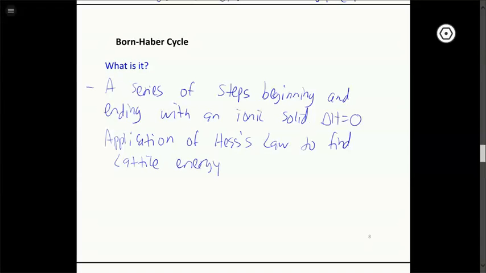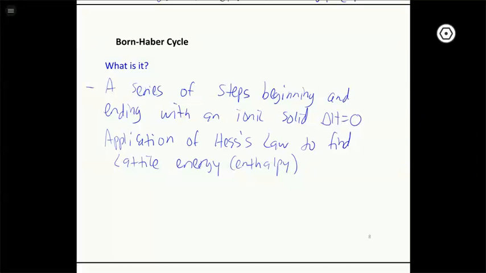And don't be confused by this. Lattice energy and lattice enthalpy are going to be used interchangeably in homework assignments and tests. So they mean the exact same thing. All right, so we're going to use Hess's law to help us find what those values are.